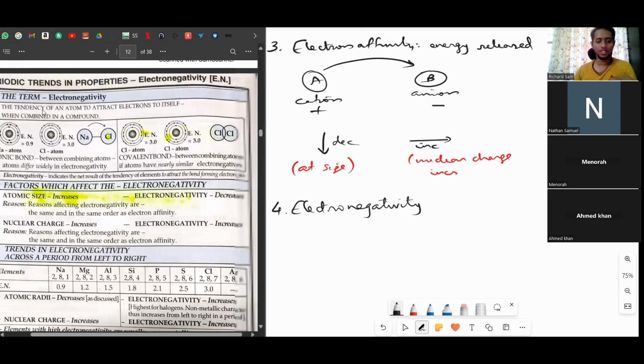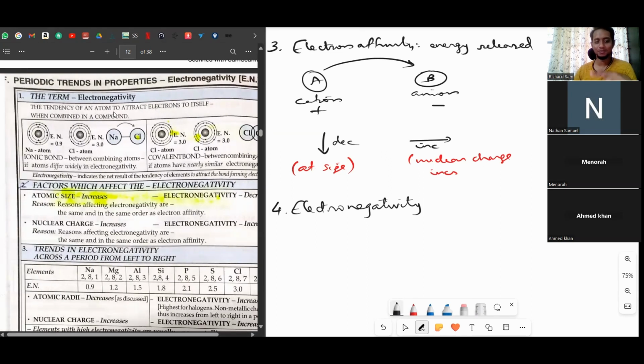Okay, so let's read the definition. The tendency of an atom to attract electrons to itself when combined in a compound. When A and B join, they become a compound, AB. In that compound, B has the tendency to attract electrons. Let's look at your book, page number 13. Same definition. The tendency of an atom in a molecule, the molecule meaning that compound, to attract the shared pair of electrons towards itself is called electronegativity. Here they're talking about a covalent compound.